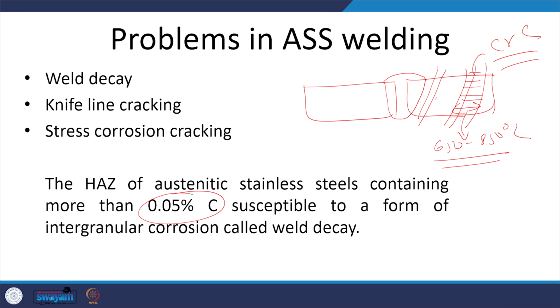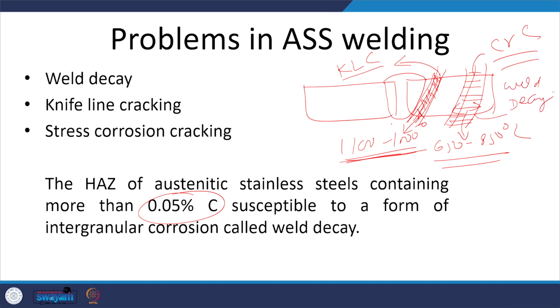On the other hand, chromium carbide can also be formed next to the fusion boundary in a very thin zone. This occurs in the high temperature range of say 1100 to 1000 degrees centigrade. So, this kind of chromium carbide formation happens in the zone next to the fusion boundary which experiences the high temperature. This zone is extremely thin and leads to knife line cracking, and the zone which is very wide, away from the fusion boundary, experiences weld decay.